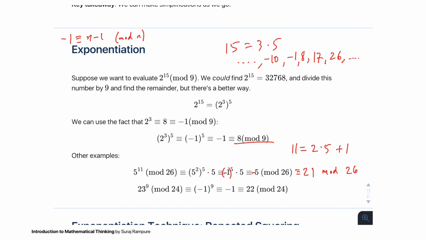Similarly, 23 to the 9. I know 23 is 1 less than 24. So 23 is equivalent to negative 1 in modulo 24. And negative 1 to the 9 is just negative 1, which is, this should be a 23, I believe. Is that clear? Any questions at all?